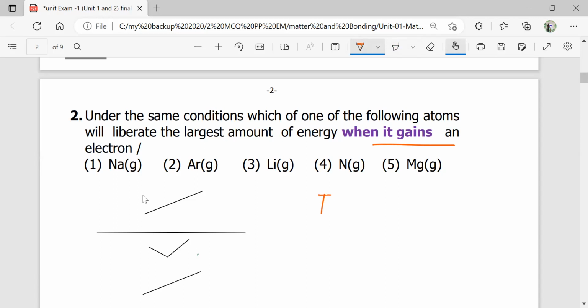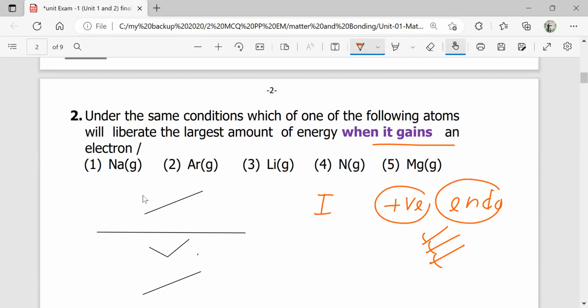Ionization energy is always a positive value. We call it endothermic: to remove an electron, you supply energy. So it is always positive; you need to provide energy. When you come to electron gain energy, it can be either plus or minus. What do I mean by plus or minus? It can be either endothermic, where you have to supply energy, or exothermic, where you emit energy. These two possibilities are there.